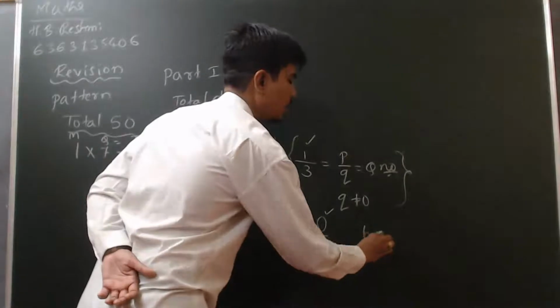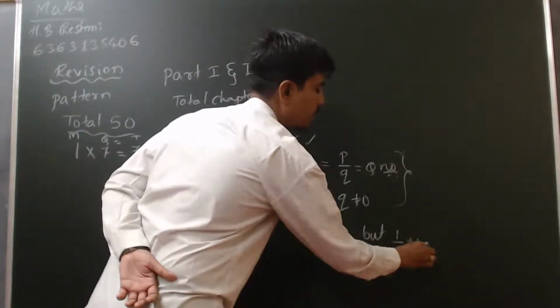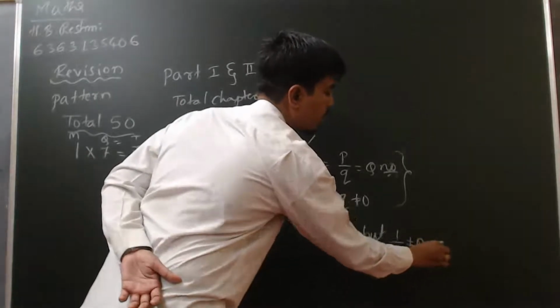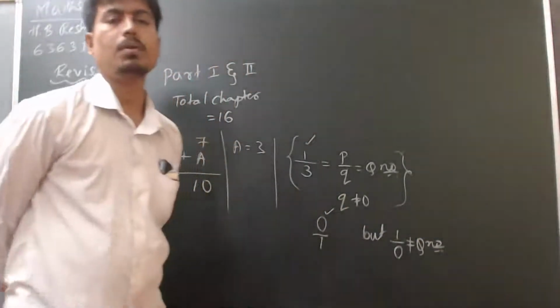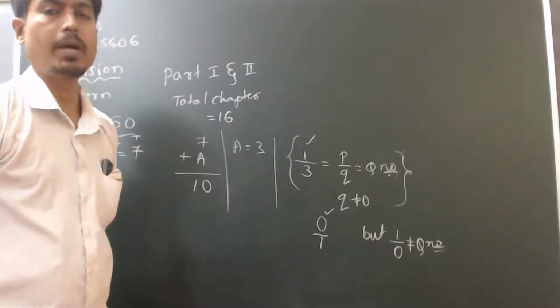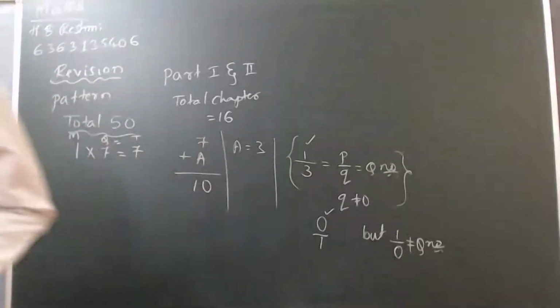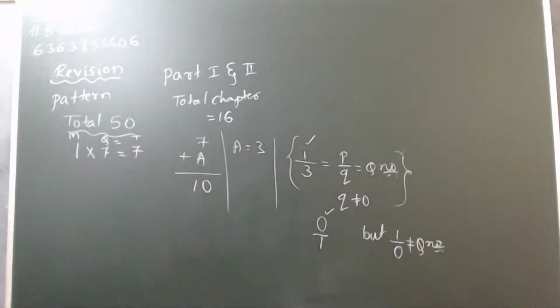But 1 by 0 is not a rational number. That is the second chapter. Like this, a few questions will be asked, and I am going to explain some questions for you. What are those questions?